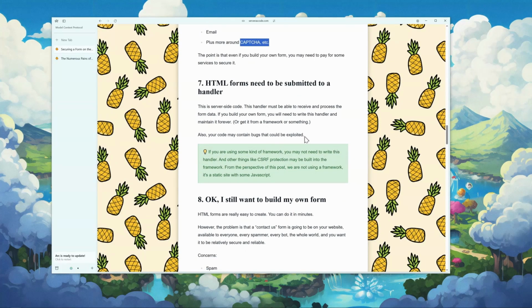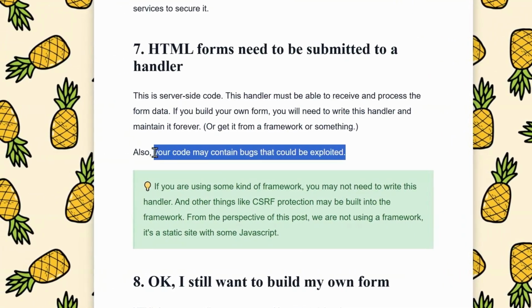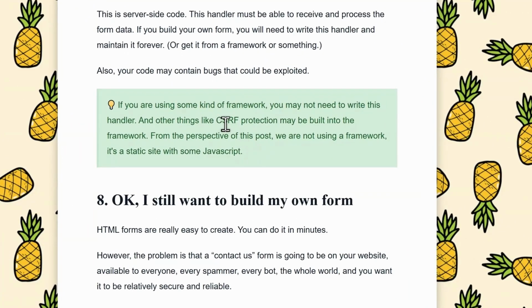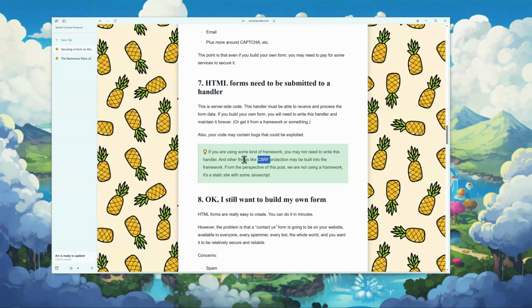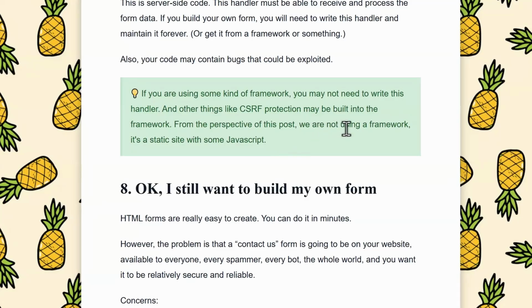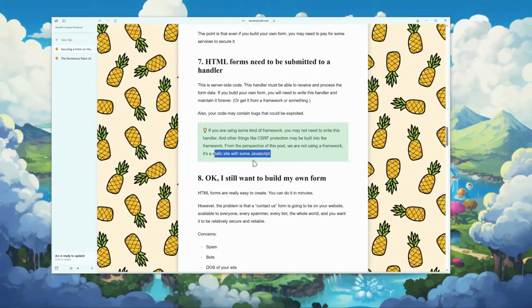The other part too is if you do this on your own, you're probably going to have to write some code to be the handler, to be where the form gets submitted, right? So you're going to have to maintain that code. It could have bugs. You could do it wrong. Maybe if you're using a framework, you're going to get things like CSRF for free. You're going to get a form sort of tooling for free. In this post, I'm sort of taking the perspective of not using a framework. Maybe it's just a static site with some JavaScript.